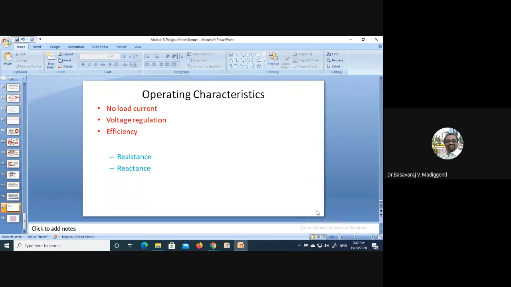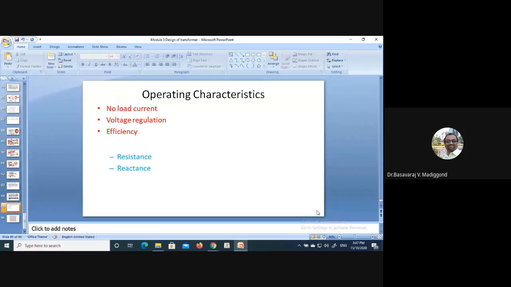Now, after construction of your transformer, it has to be checked for its performance, isn't it? You have designed the transformer, that's fine. Now whether your designed transformer meets the performance criteria or not, you have to check it. So how do you check? The first criterion is the no load current. It has to draw as minimum no load current as possible.